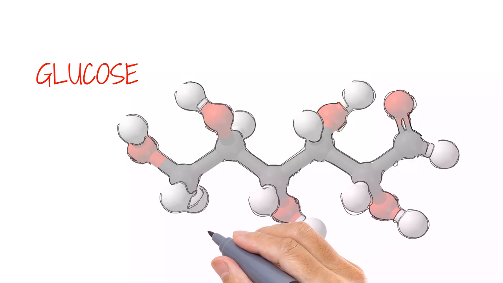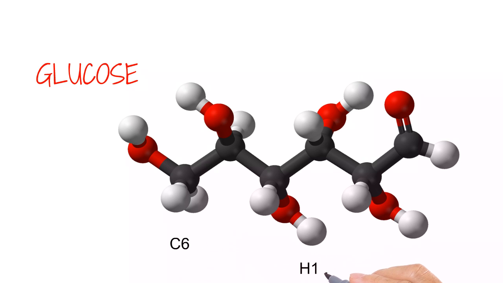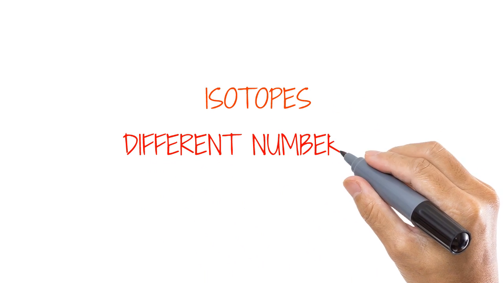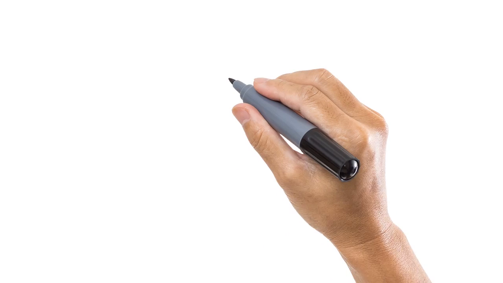Then we have different numbers of neutrons, which would give us different isotopes of an element, and different numbers of electrons gained or lost, giving us positively or negatively charged ions, whether stable or unstable, and so on.